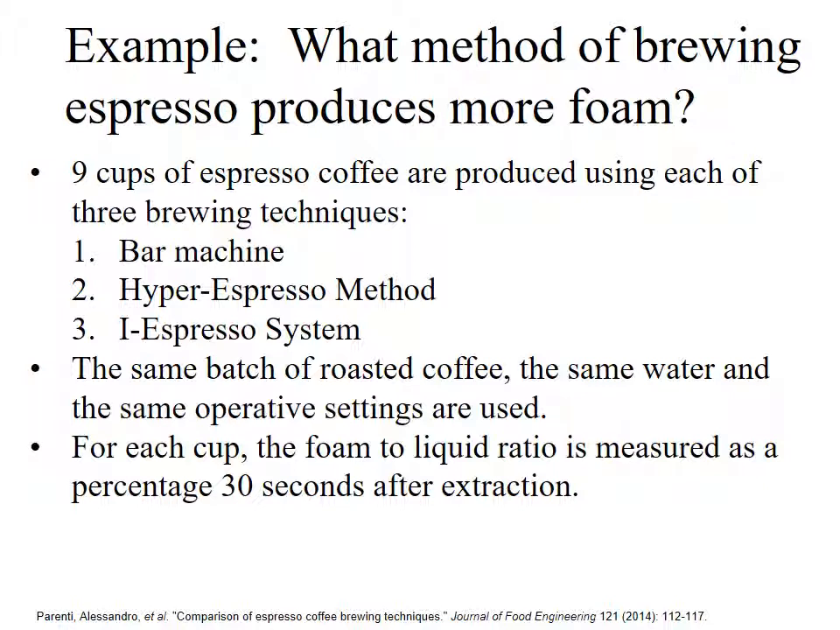They used exactly the same batch of roasted coffee, the same water, the same operative settings in each case. Everything's held constant except for the different method. And then for each cup, they measured the foam to liquid ratio as a percentage, 30 seconds after extraction. So you get your cup of coffee, you wait 30 seconds for it to settle down, and then you calculate that the foam we've got is, say, 50% of the liquid, that sort of thing.